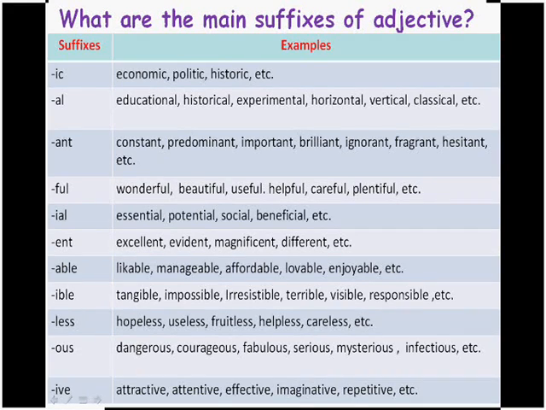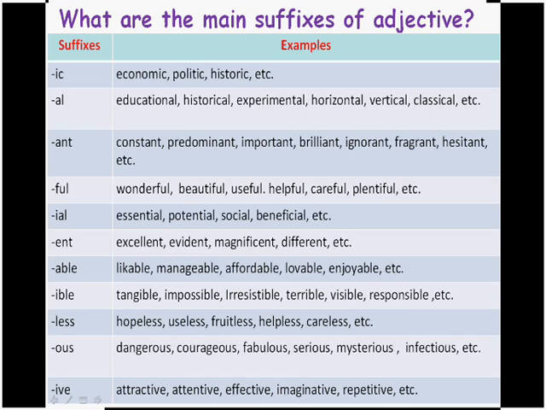Again, this is famous. And then we have the suffix OUS. Examples: dangerous, courageous, fabulous, serious, mysterious, infectious. Again, the OUS suffix is also famous. I think you know that well. Dangerous. And then the last suffix we're going to look at now is IVE, like attractive, attentive, effective, imaginative, repetitive.